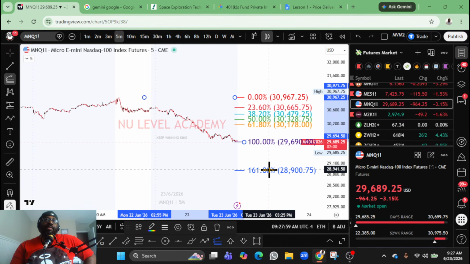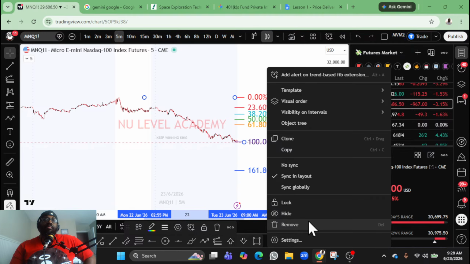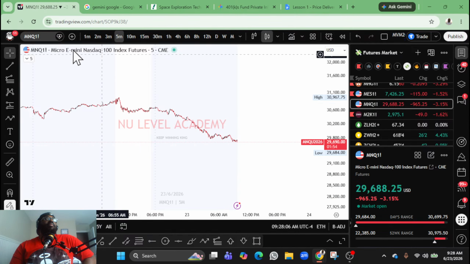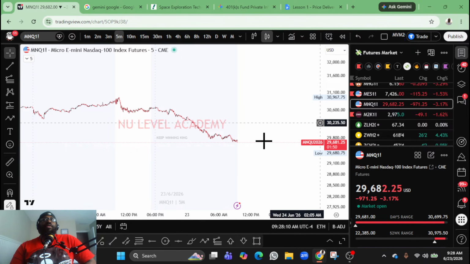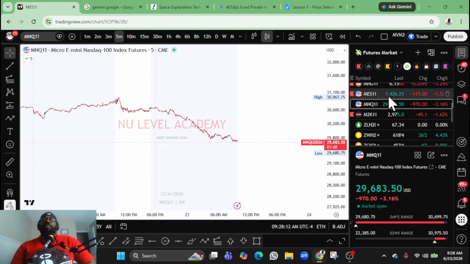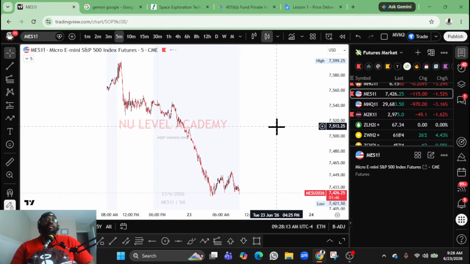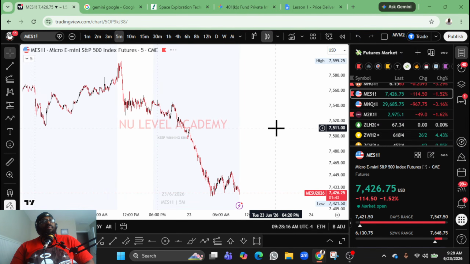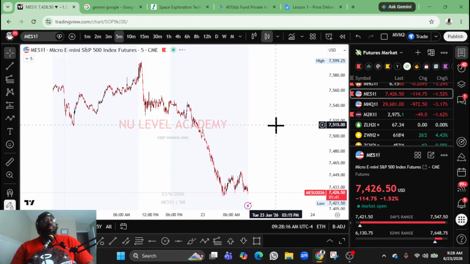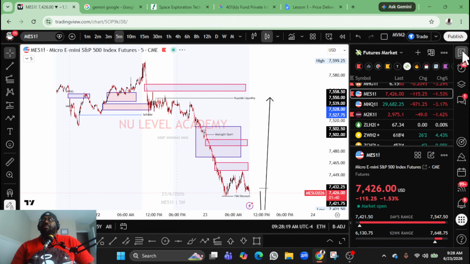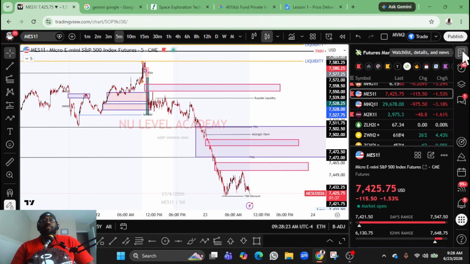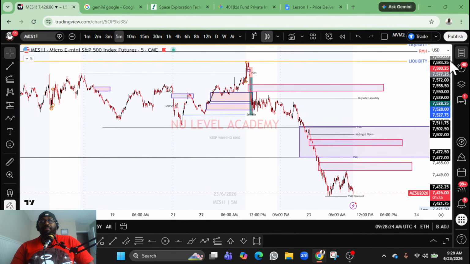It's interesting to see how this is going to play itself out. So we have 2 minutes prior to market open. We're going to go back to ES, and we're on a 5-minute chart.